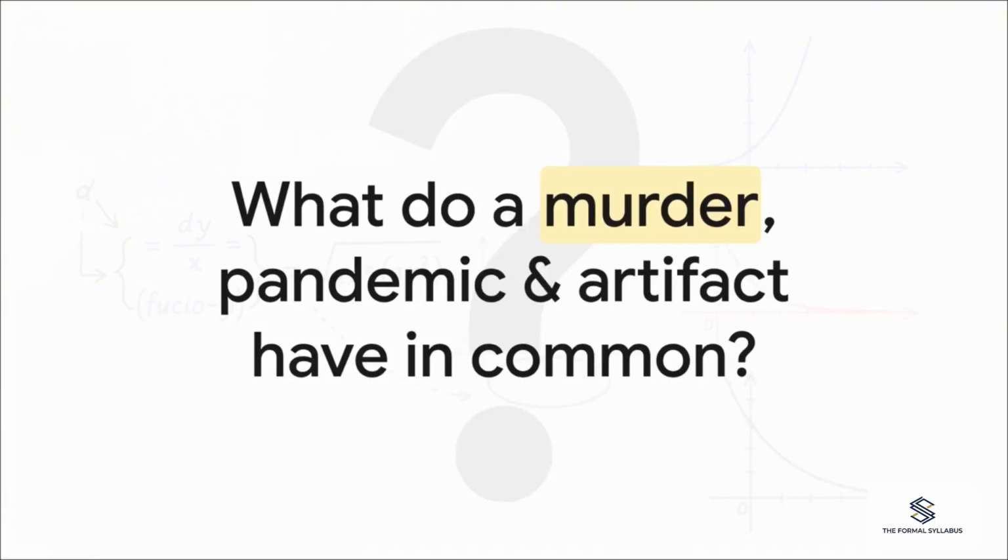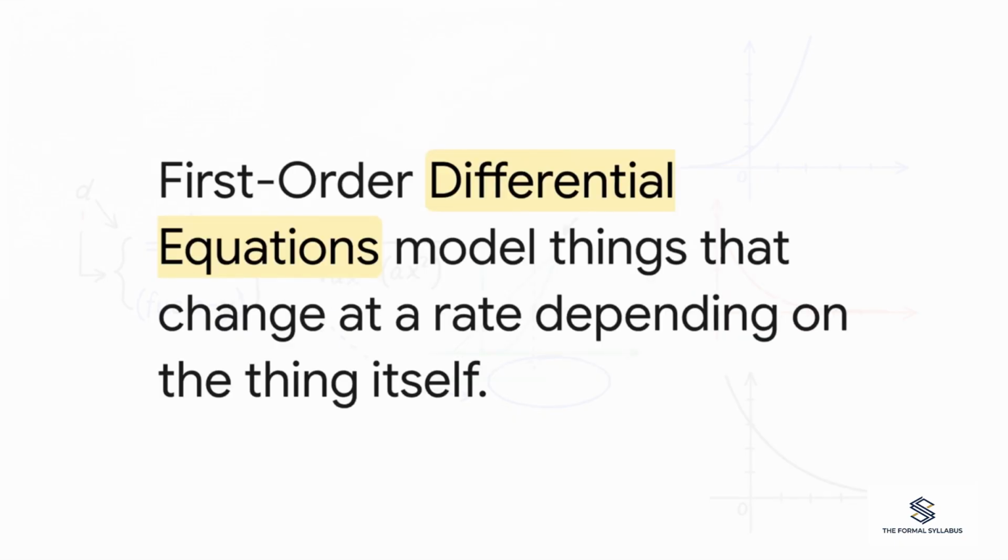So, ask yourself this. What do a homicide investigation, a viral pandemic, and a buried ancient artifact all have in common? Now, on the surface, absolutely nothing, right? But underneath, their hidden mechanics are actually governed by the exact same mathematical principle. And the answer is that all of these mysteries are solved using a very specific type of equation that tracks the exact rate of change, the first-order differential equation. It's basically our mathematical magnifying glass.